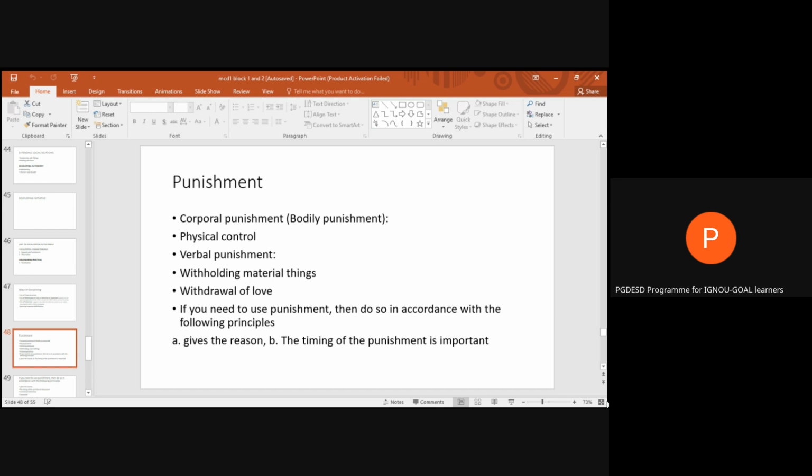A few principles are there. Punishment or prohibition will have greater impact if the adult gives the reason for the punishment. The first is that the timing of the punishment is important.